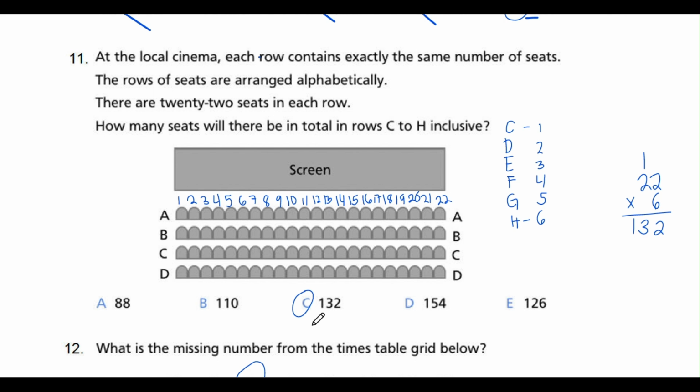The key word here is inclusive, which means you need to count both the first and the last rows, that is, rows C and H. Let's list the rows to make it easier. C, D, E, F, G, H. If you count them up, there are 6 rows in total. Each of these 6 rows has 22 seats. So the total number of seats is 6 rows times 22 seats per row. If you calculate 6 times 22, you get 132. So C is correct.